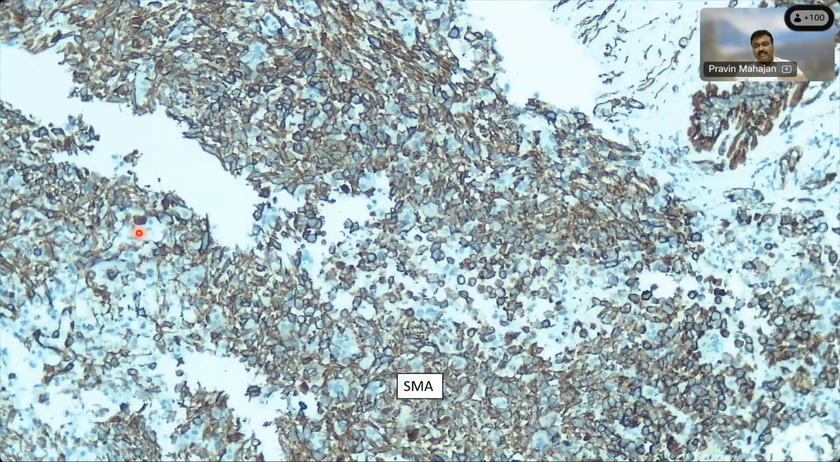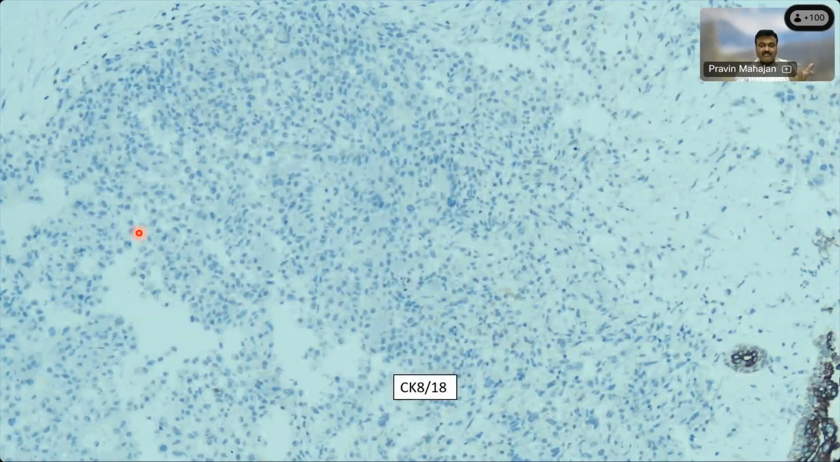Again, I said SMA can come positive in metaplastic carcinoma, but similarly, even malignant phyllodes, which has got differentiation towards muscle, can show SMA positivity, right? So SMA doesn't help here, SMA is positive. CK8/18, another cytokeratin. I said you don't stop at one cytokeratin, then you do another, which is negative.